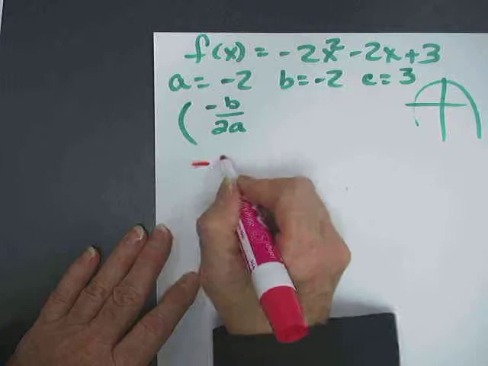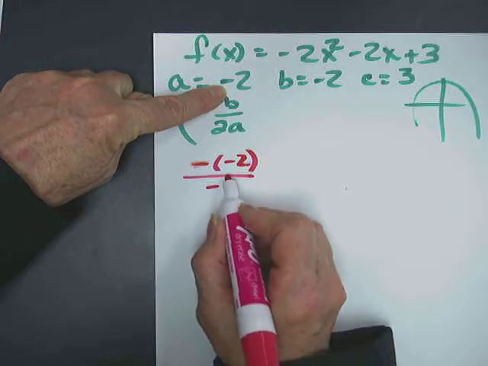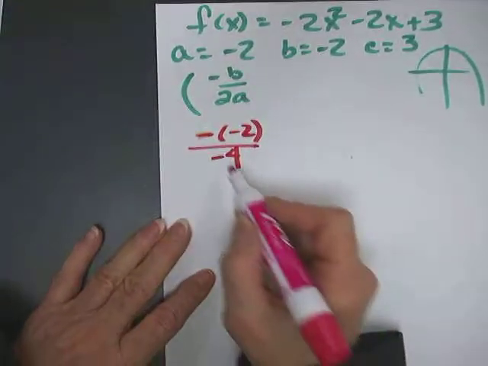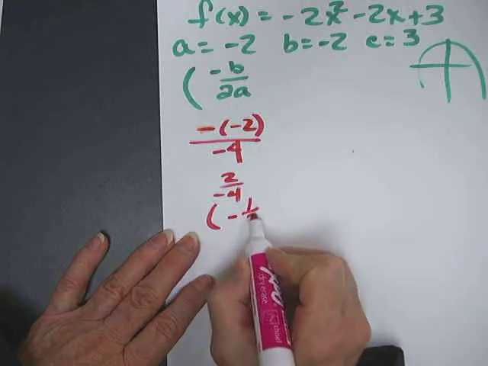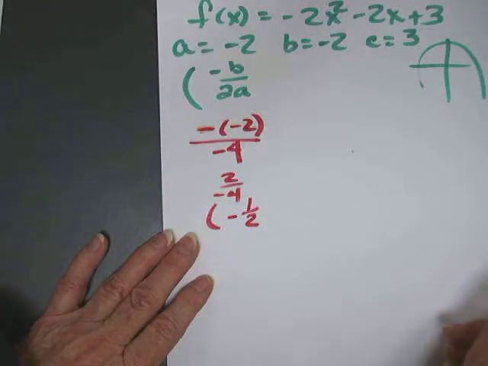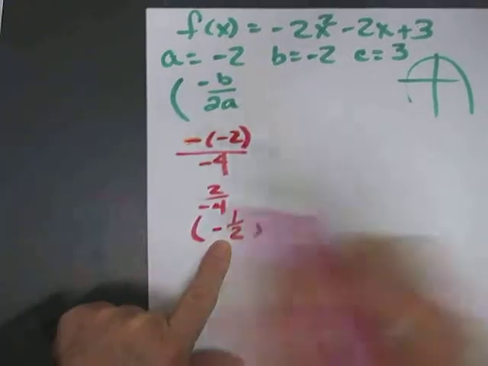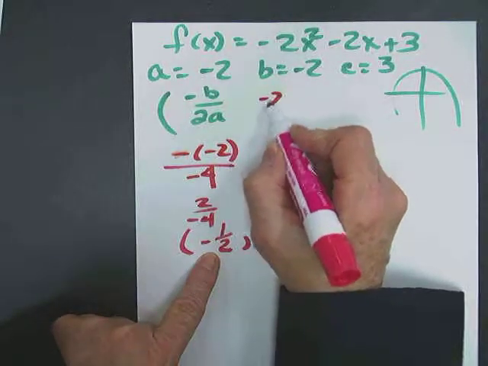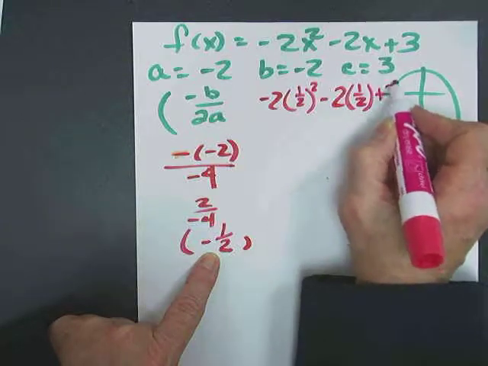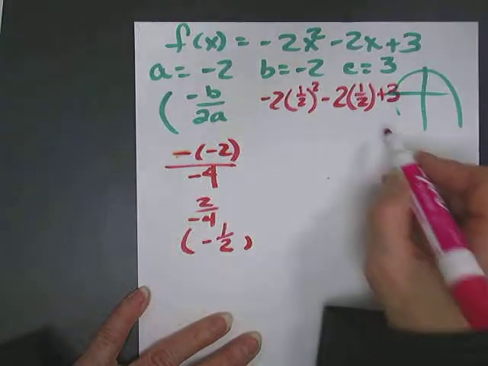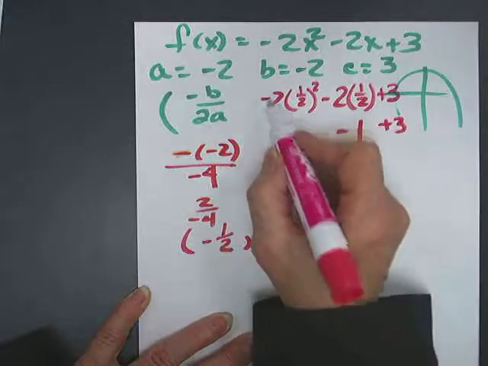Okay. So we know it's going to be one of these. What's our A? Negative 2. What's our B? Negative 2. And our C? 3. Okay, so our x coordinate of our max will be negative b over 2a, right? So negative b over 2 times negative 2 is negative 4, right? So it's positive 2 over negative 4 is negative 1/2, right?